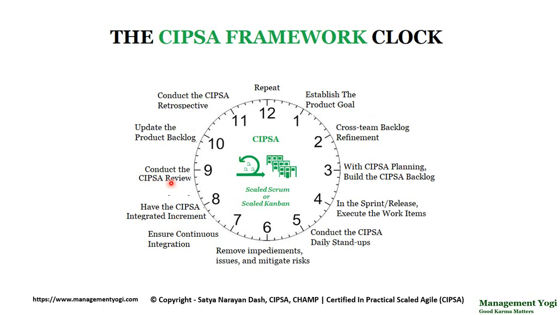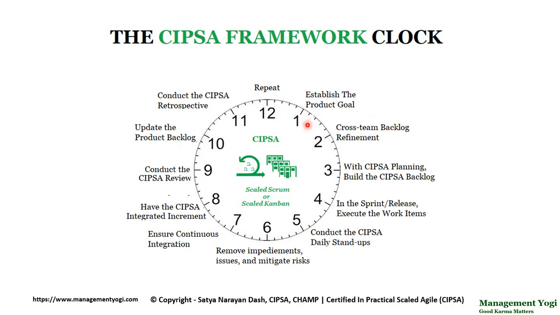Conduct the CIPSA review is next, in clock pointer 9. In the CIPSA review meta event, we present the CIPSA integrated increment. If there are any changes or adjustments needed, the product backlog will be updated, which is in clock pointer number 10. The last one is conduct the CIPSA retrospective meta event. If there is any improvement to be taken up, that can be taken up in the next sprint or release. And finally, in the clock we have repeat, because we are going for the next sprint or the next release. That's it. And it is very simple.